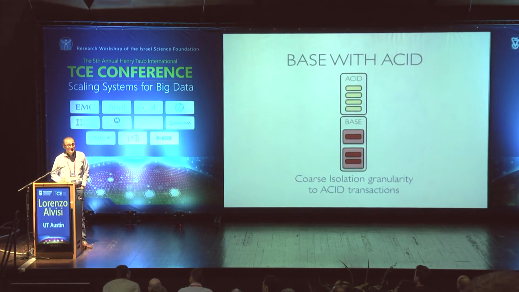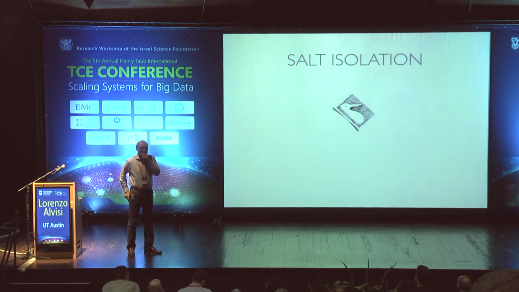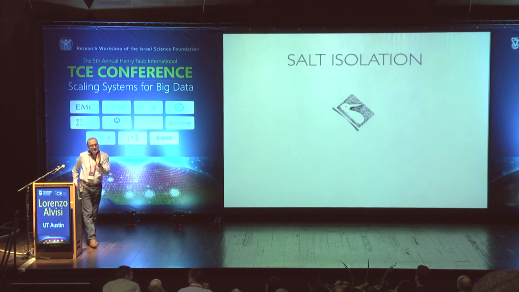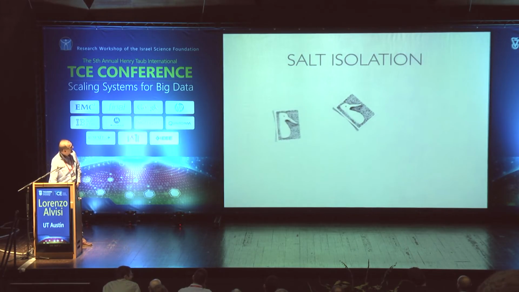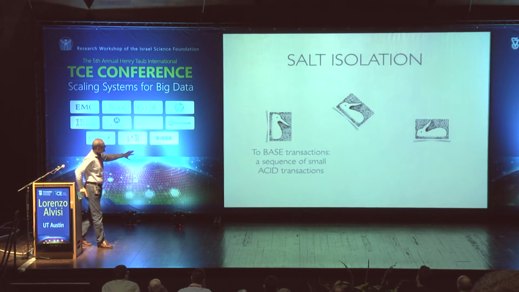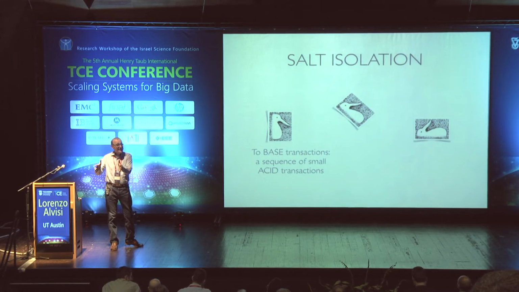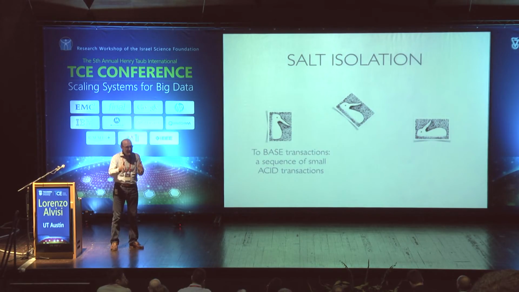And the key to all of this is this isolation property that I call SALT isolation, that looks a little bit like this picture here. If you tilt your head on one side, it looks like a duck, and if you tilt your head on the other side, it looks like a rabbit. And SALT isolation is a little bit like that. SALT isolation guarantees that to BASE transactions, so to other performance critical transactions or other instances of a performance critical transaction, a BASE transaction is going to look like a sequence of small ACID transactions, what I called alkaline transactions.